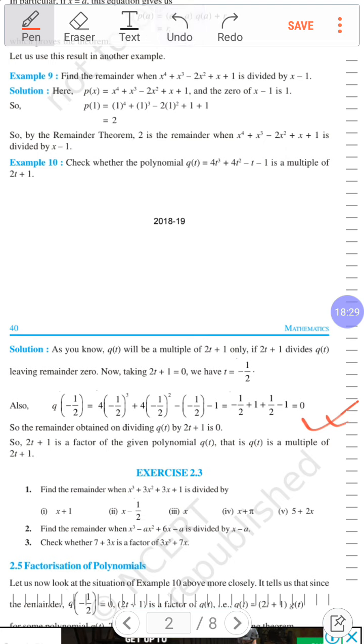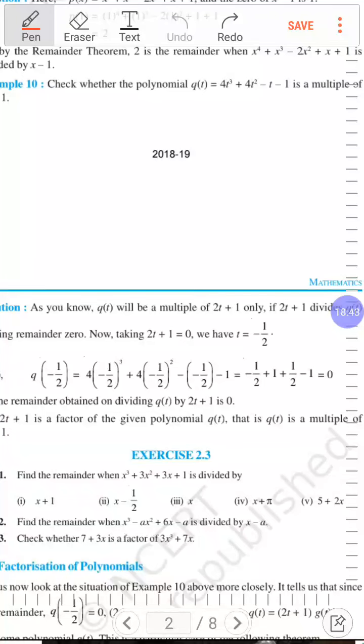After this, there is an exercise. As you can see, it has been said, find the remainder when x cube plus 3x square plus 3x plus 1 is divided by the following divisors. In number 1, the divisor is x plus 1, in number 2, the divisor is x minus 2, in number 3, the divisor is x, in number 4, the divisor is x plus 1, and in number 5, the divisor is 5 plus 2x.